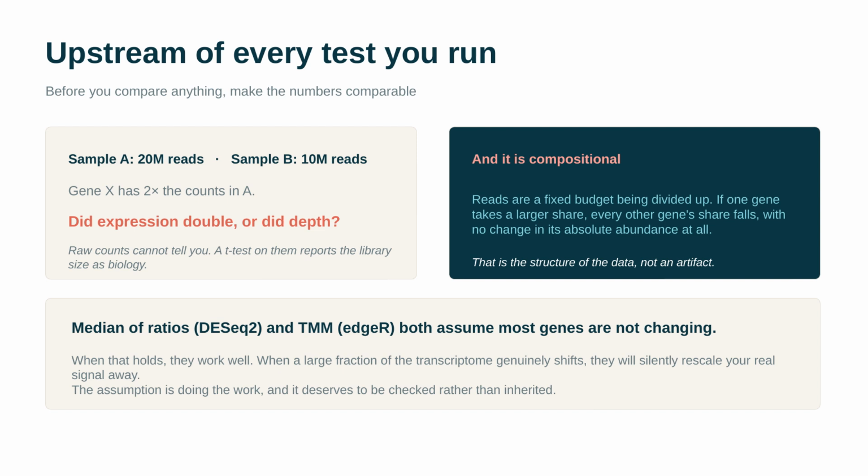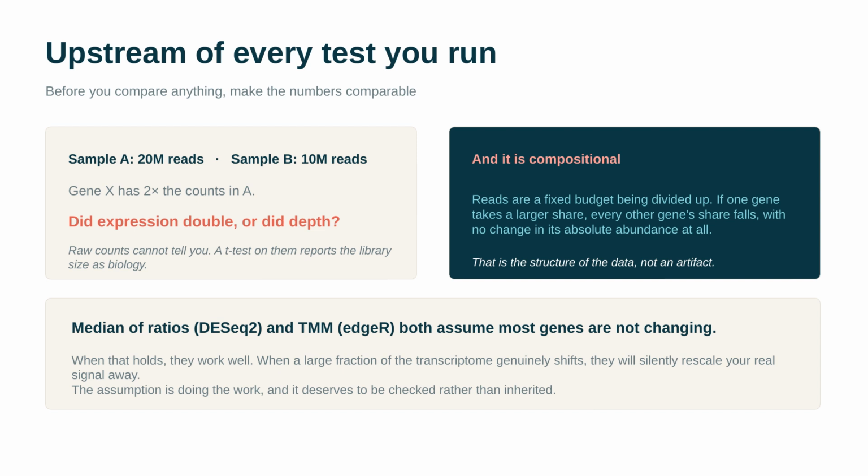biology. Worse, sequencing is compositional. The reads are a fixed budget being divided up. If one gene captures a larger share, every other gene's share falls, with no change in its absolute abundance at all. That is not a measurement artifact you can ignore. It is the structure of the data.